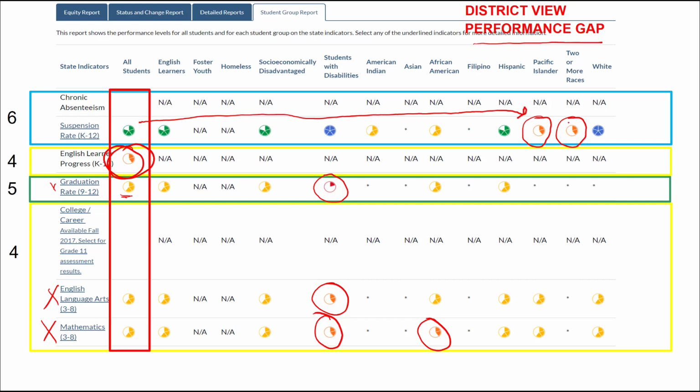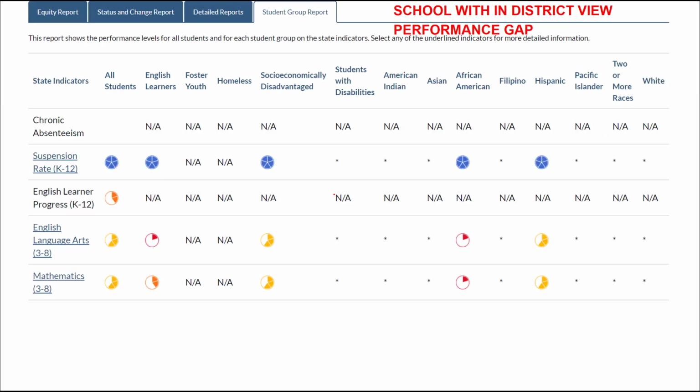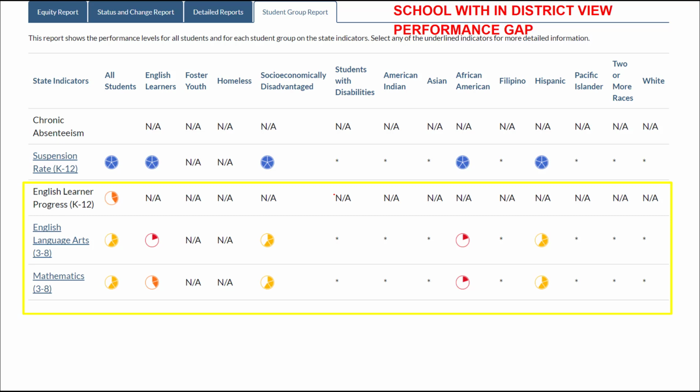That's really why performance gap was created. Because inherently, if you're yellow in this column right here, you're still looking for red out there. Okay, here's a school within your district, looking at this in terms of performance gaps.